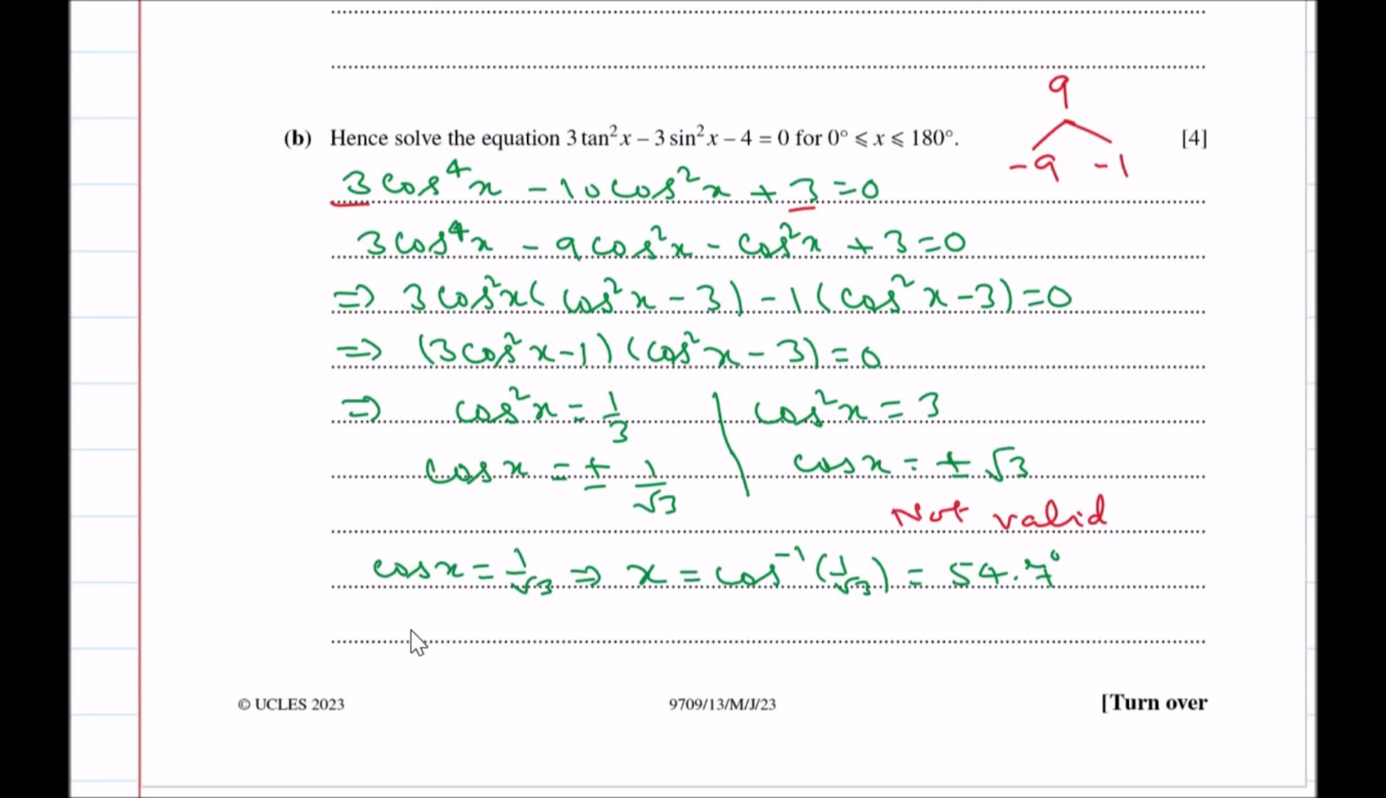Now when cos x equal to minus 1 by root 3, in this case x equal to cos inverse minus 1 by root 3, and that is equal to 125.3 degrees to 1 decimal place. So the other two answers are 54.7 degrees and 125.3 degrees.